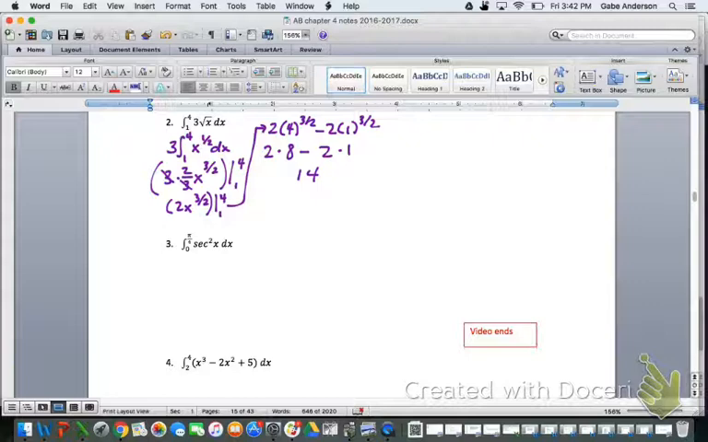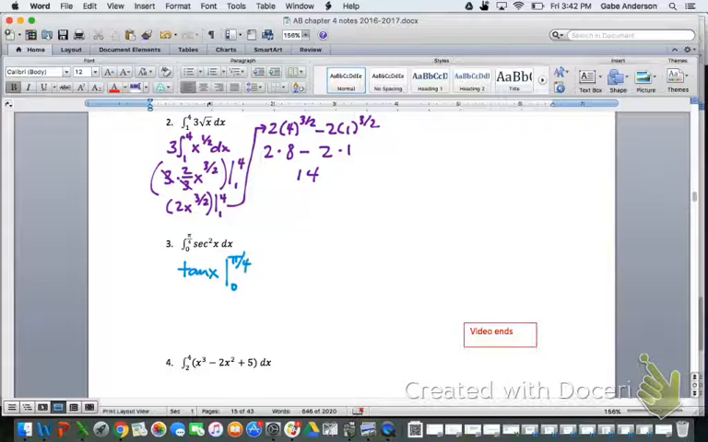Finally we're going to finish this video off with number 3. Number 3 says the integral from 0 to pi over 4 of secant squared of x dx. The hope here is that as we look to find the antiderivative, we recognize that integrand as being something pretty special. We've seen this before. Hopefully you remember that the antiderivative of secant squared is simply tangent. So we would write tangent of x evaluated from 0 to pi over 4.